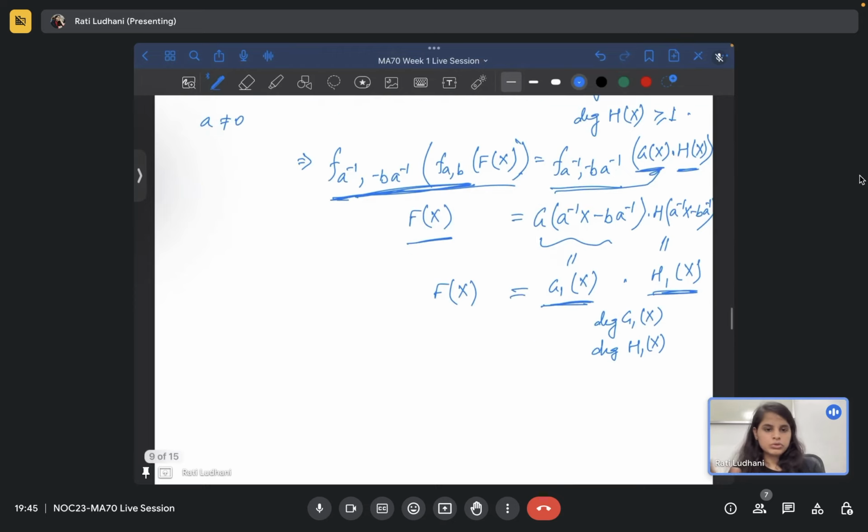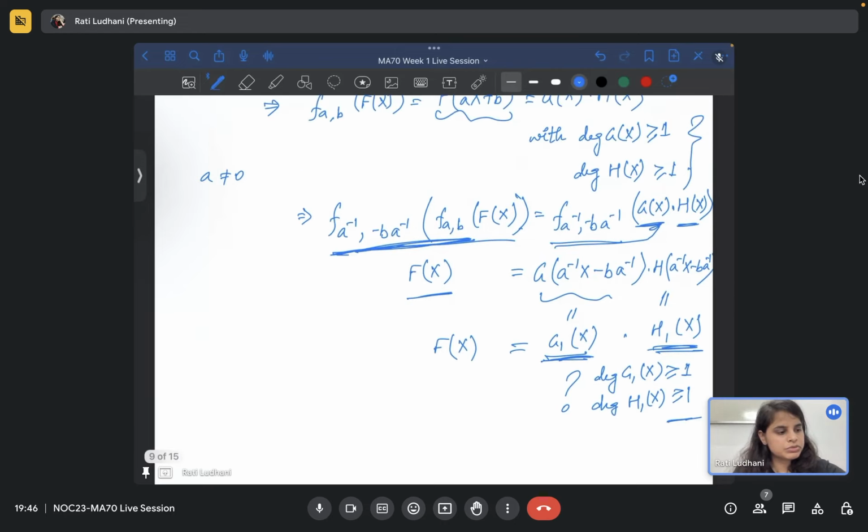So you got these factors, but now what you need to make sure is that g1(x) and h1(x) are not units. So what does this mean? You want to make sure of this. So this is a question: can you tell me if these are the degrees? You can say that the degrees are bigger than or equal to 1.